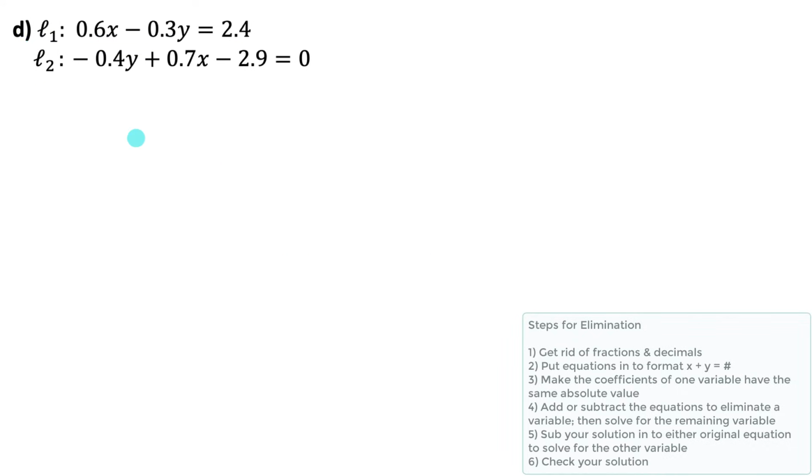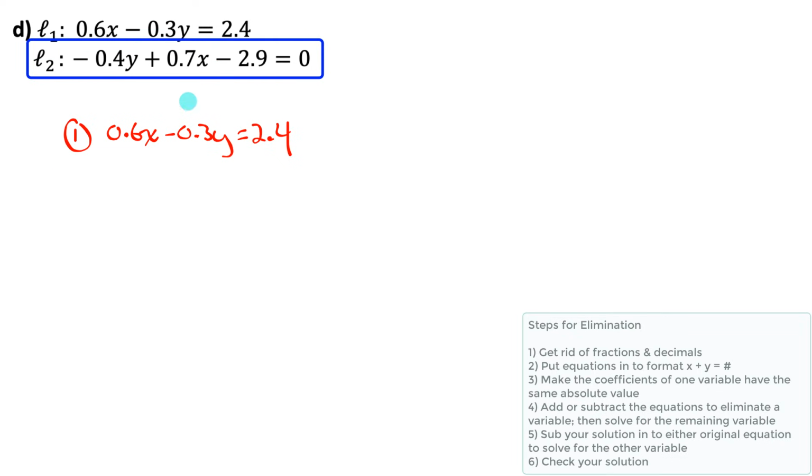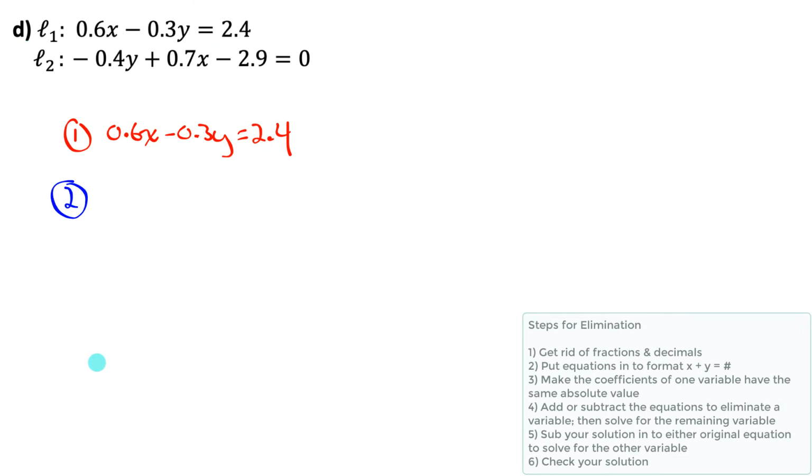So I'm going to rewrite equation 1 the way it is. It has x and y on the left, the constant term on the right. And equation 2, I'm going to want x and y to be on the left and move that constant term to the right. And I'm going to want the x's and the y's lined up underneath the x's and y's from equation 1. So I'm going to put the 0.7x first. Then I'm going to put the negative 0.4y. And then I'm taking that negative 2.9, moving it to the right. It becomes positive 2.9.